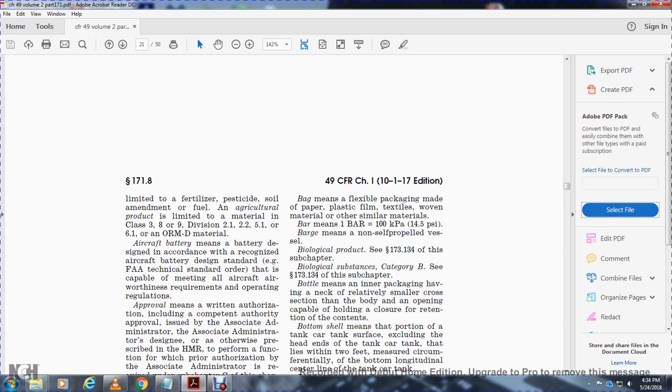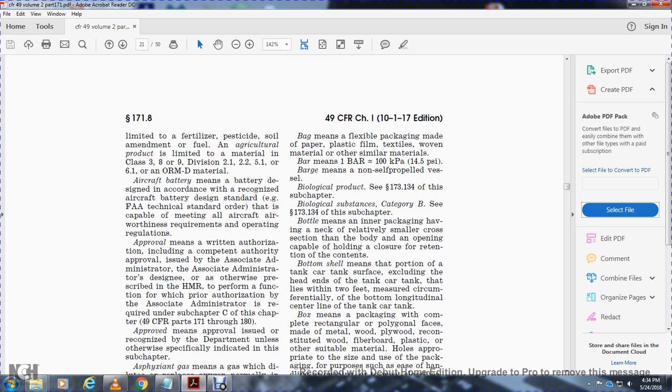Approval means a written authorization, including competent authority approval, from the Associate Administrator or the Associate Administrator's designee, to perform a function that is otherwise prescribed in the hazardous materials regulations, with the proper authorization by the Associate Administrator as required under subchapter C of this chapter. Also: aircraft battery means a battery designed in accordance with a recognized aircraft battery design, e.g. an FAA technical standard order, that is capable of meeting all aircraft airworthiness requirements and operating approval.